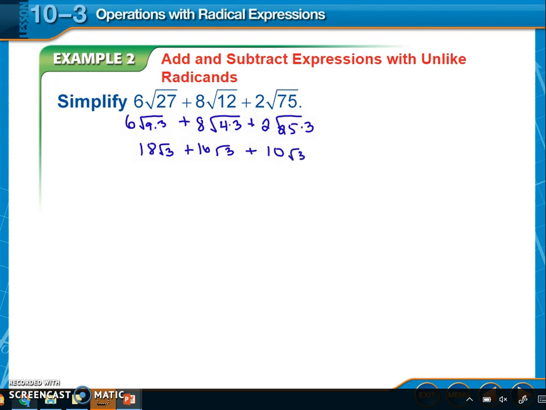And now, if I'm looking at each of my radicands, they're all 3, which means that these are all like terms. So 16 plus 18 is 34 plus... so 18 plus 16 plus 10: 18 plus 16 is 34, and plus 10 makes a total of 34 square root 3 after combining. And now that's the final answer.